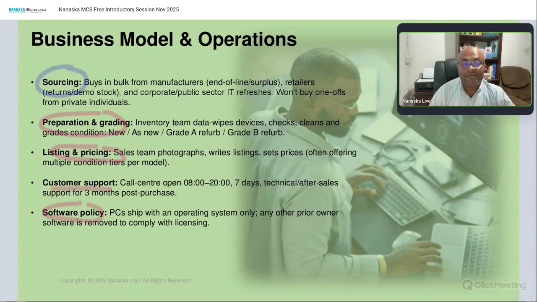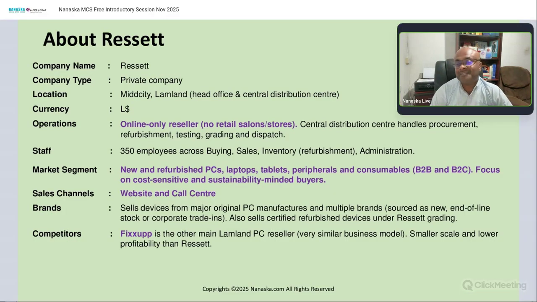PCs shipped with an operating system only. Any other prior owner software is removed to comply with licensing. So there's licensed software that is available in the old computer when we bought it, that is removed entirely before we sell. So this is our business, my dear friends. This is the main business that we do.